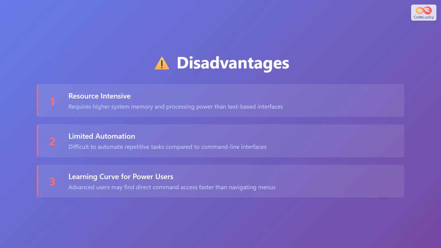However, GUIs do have some drawbacks. First, they are resource-intensive, meaning they require more computer memory and processing power compared to text-based systems. Second, they have limited automation capabilities, making it harder to automate repetitive tasks automatically. Third, experienced power users sometimes find command-line interfaces faster because they can type commands directly without navigating through menus.